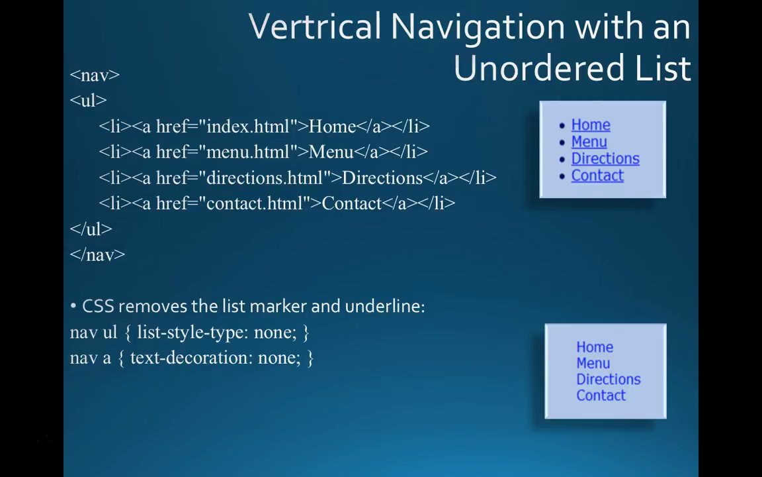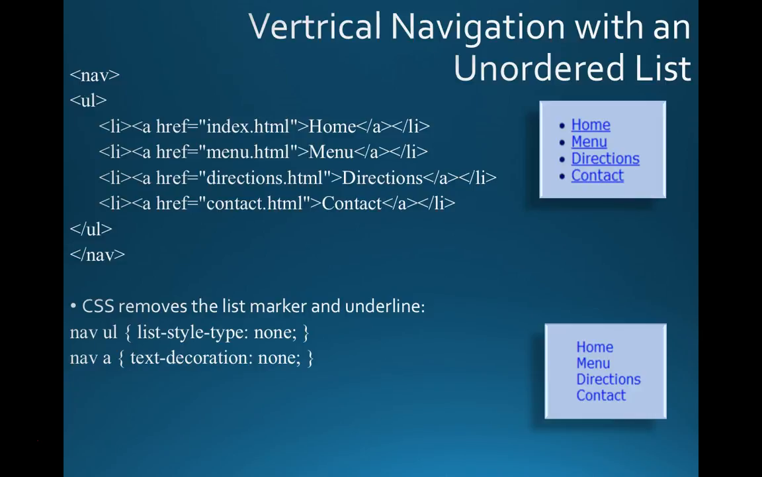And then we have an anchor. It's a descendant selector, same concept. We don't want to affect the other anchors, so anything that's inside the nav, we're going to get rid of the underline. And so 2 lines of CSS to create something that looks like on the right-hand side. No bullets and no underline.